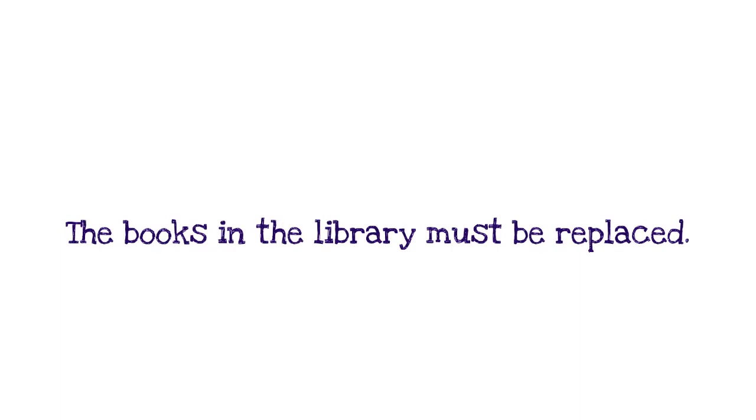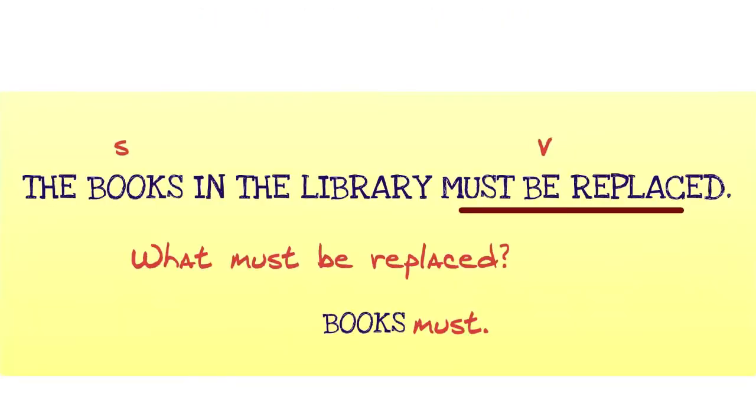Try this next one on your own. Remember, find the verb first and then ask yourself who or what is performing the verb. So, the sentence: The books in the library must be replaced. The verb is must be replaced. What must be replaced? The books. Therefore, books is the subject.